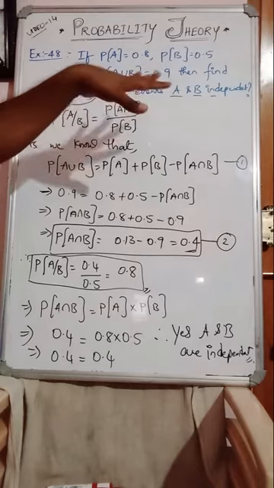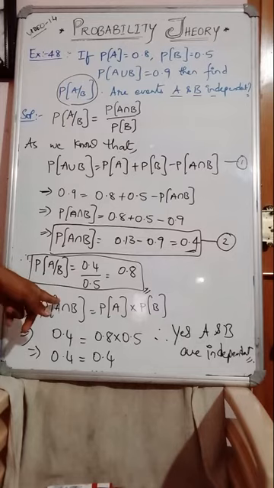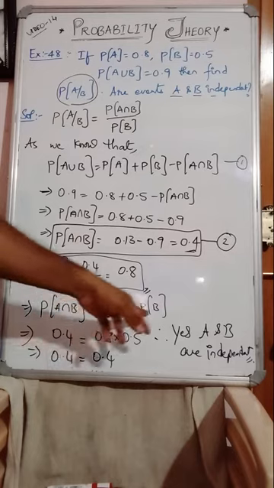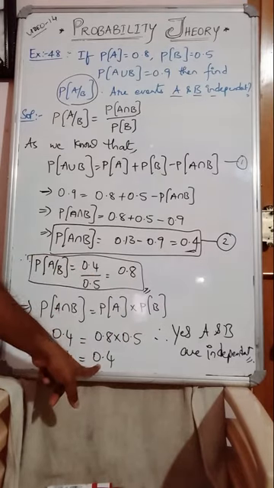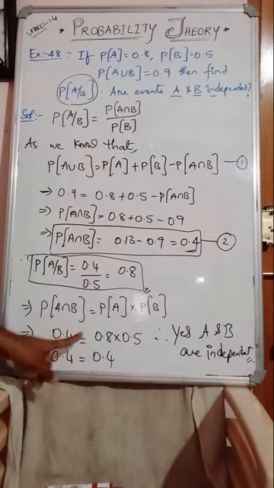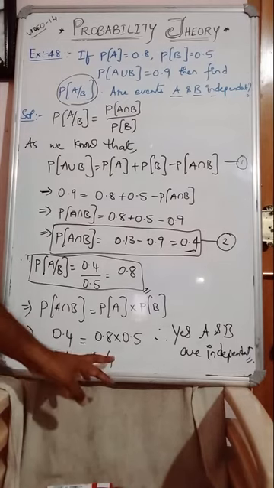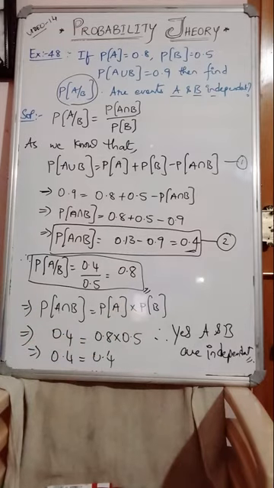Next they are asking whether A and B are independent. Independent means, as you all know the formula, P of A intersection B equals P of A into P of B. So multiply each other. If you multiply these two, definitely the answer 0.4, LHS should become equal to RHS. So LHS equals RHS, 0.4 and 0.4. Definitely A and B are independent.